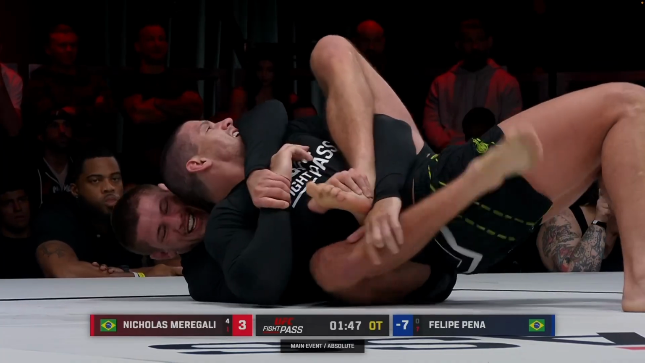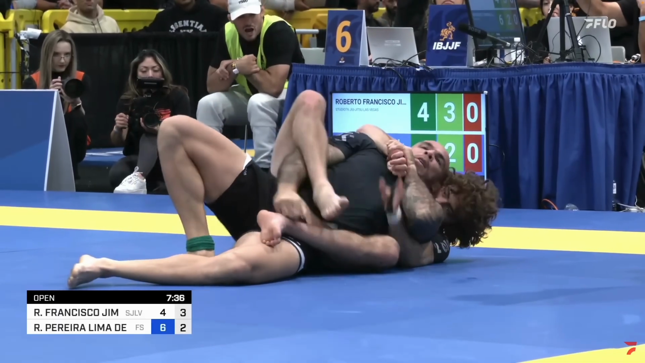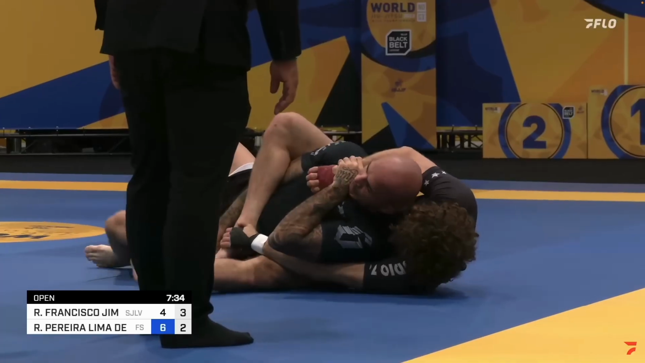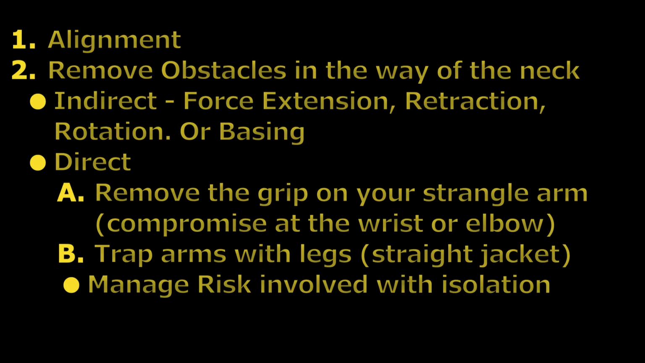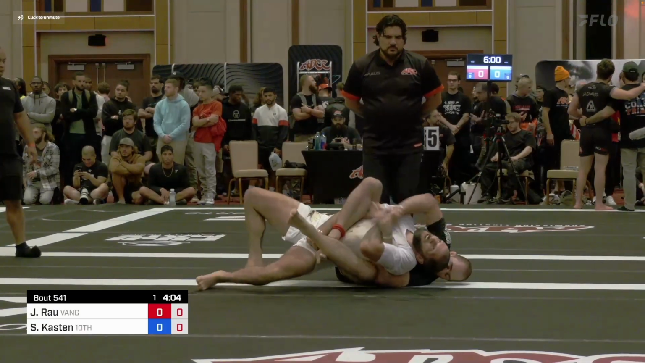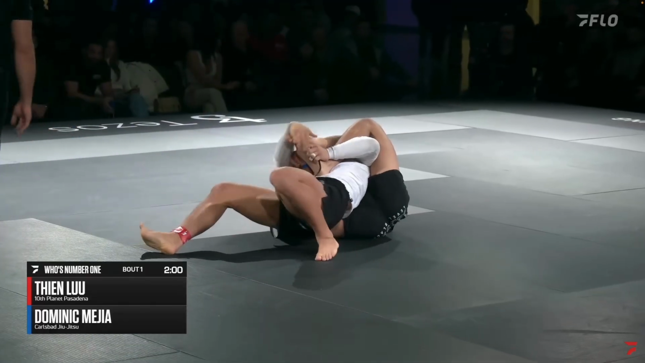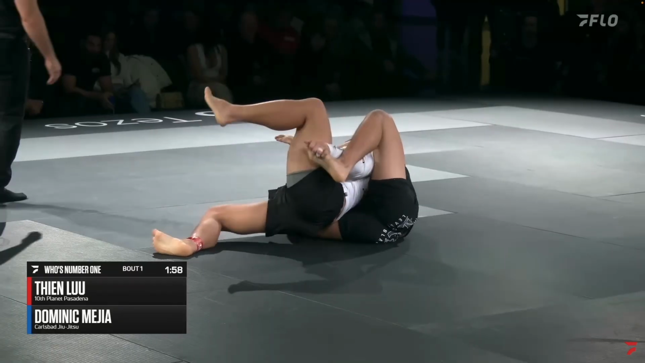so I can enhance breakability and strangleability. So maybe when we trap the arm, ideally we look to lock a bottom side body triangle, which does a great job of securing the arm in place and maintaining the majority of the control we have over our opponent's hips. Now this is a specific technique that I've seen being used by many people at the highest level of competition, and I think it's a great way of managing the risk involved with the isolation process, as we start to trap our opponent's arms with our legs, with the ultimate goal of removing obstacles in the way of the neck. But if we're struggling to keep the arm trapped, this can leave us susceptible to our opponent's rotation.